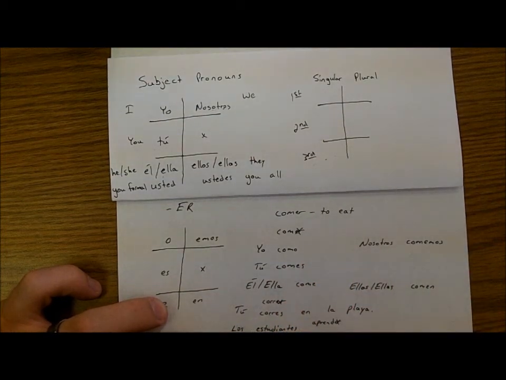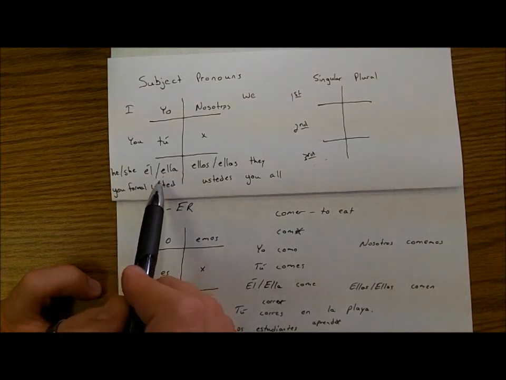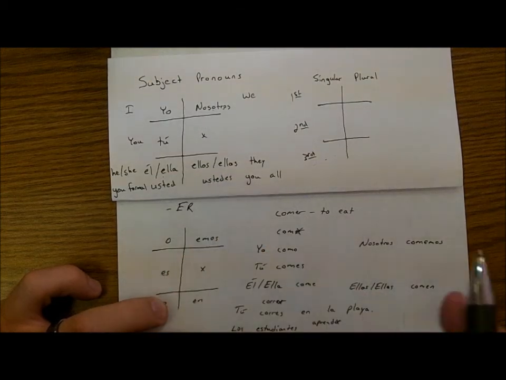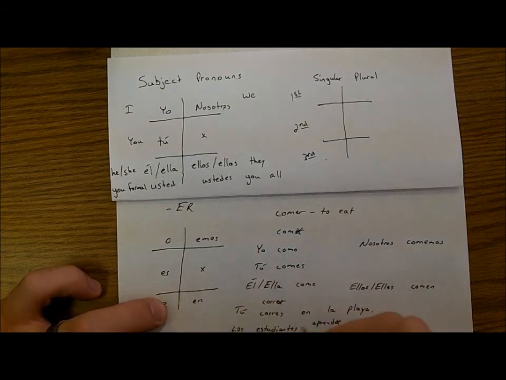So therefore, we know estudiantes is plural. We can't be on the left side, we have to use the right. So it has to be this ellos, ellas, or ustedes form. Therefore, it gets the EN. Los estudiantes aprenden el español.